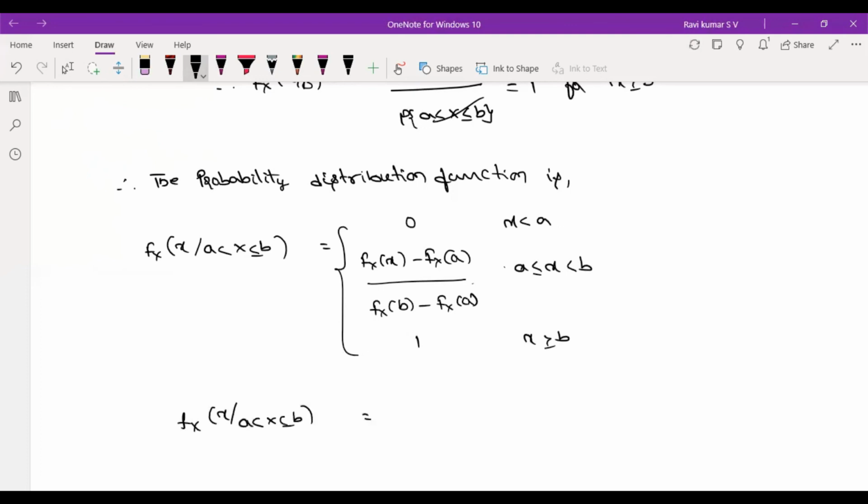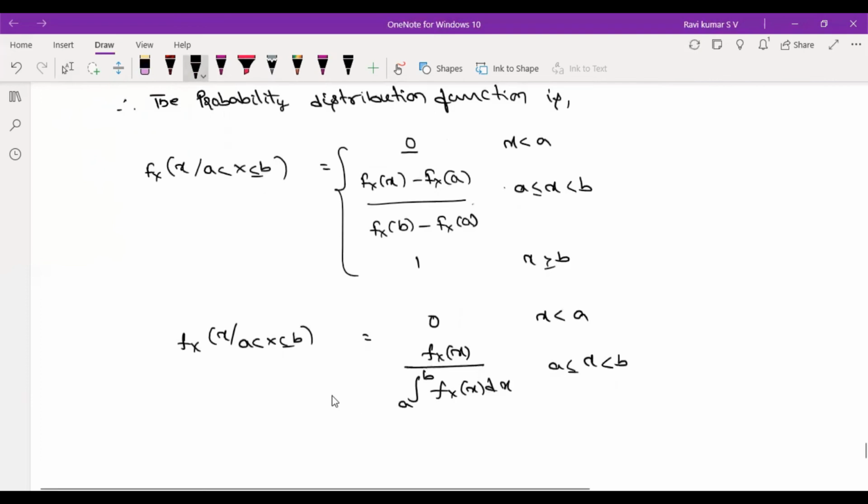as follows. It is 0 for x less than a, and the term is f_X(x) divided by the integral from a to b of f_X(x) dx for a less than or equal to x less than b. The value is 0 for x greater than or equal to b. So this is the expression for the conditional density function.